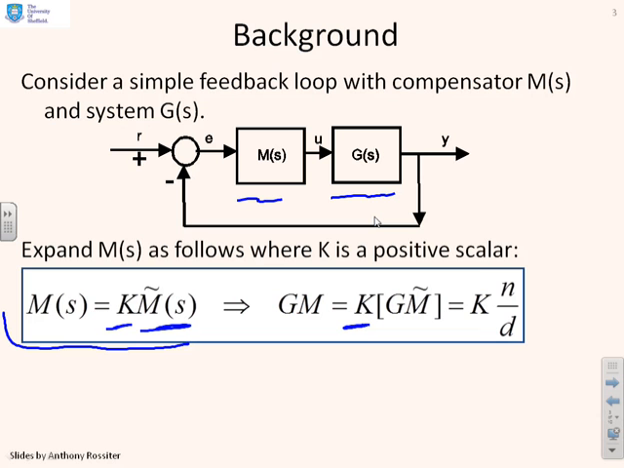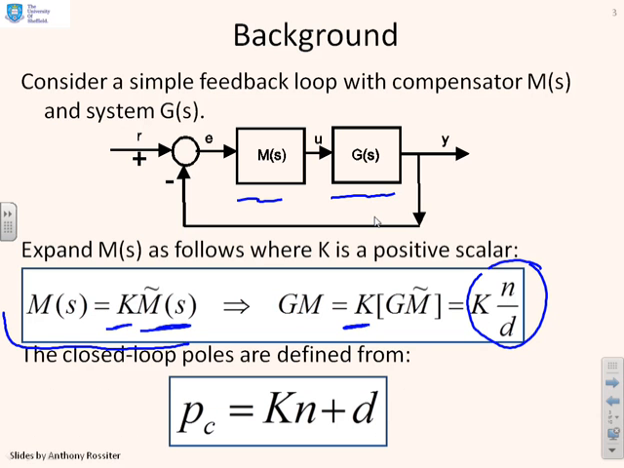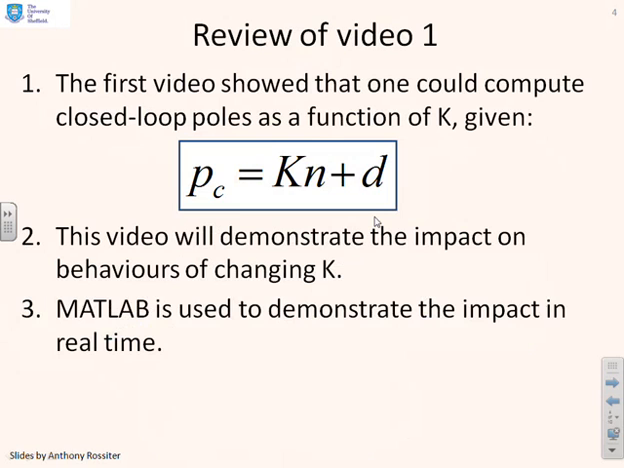So we're going to write GM equals K times GM tilde, or KN over D. Having done that, we can show that the closed loop poles are given by this formula here, KN plus D. In the first video, we showed that you could compute the closed loop poles by writing PC equals KN plus D, and we looked at that with some paper and pen exercises.